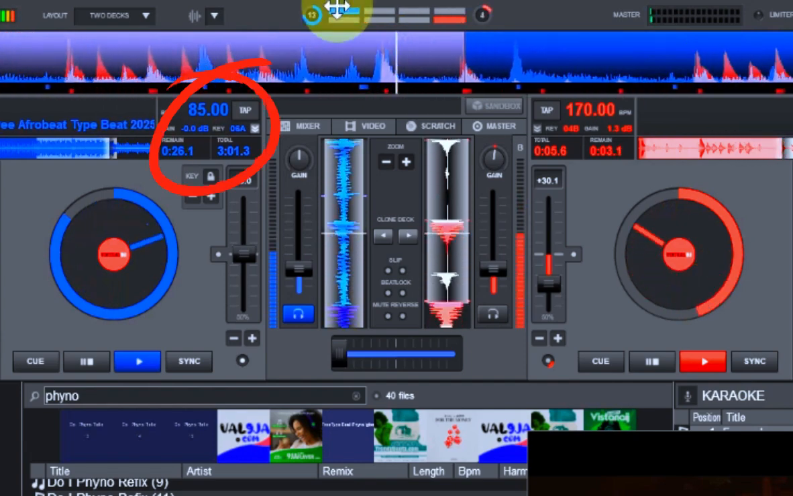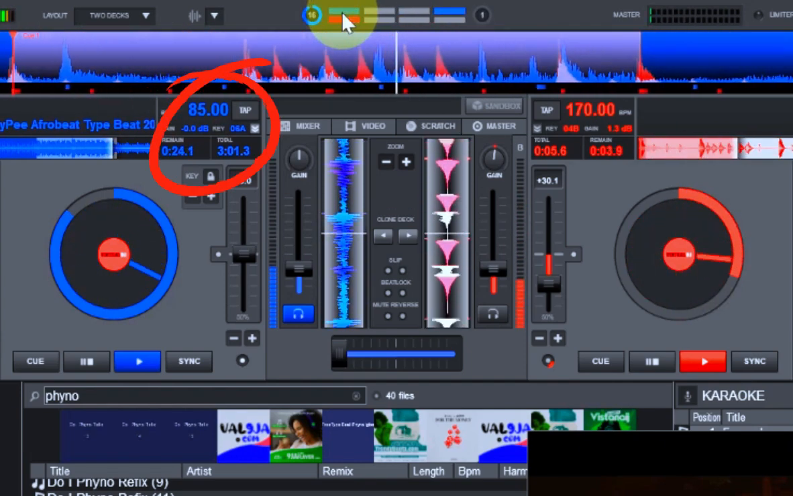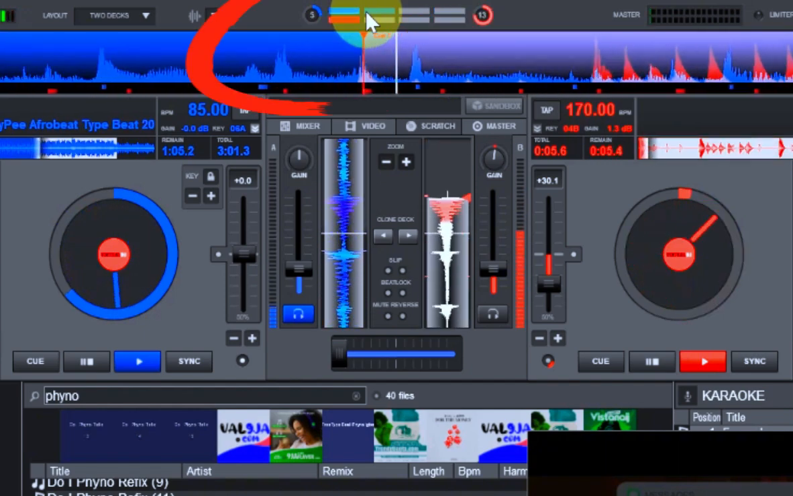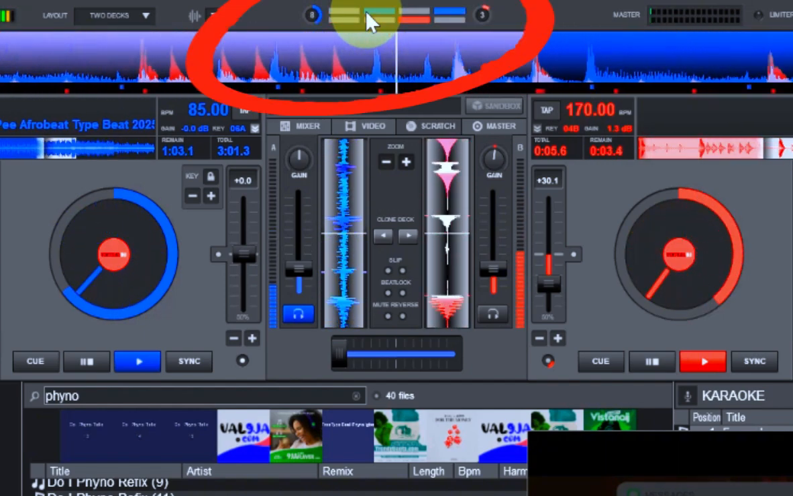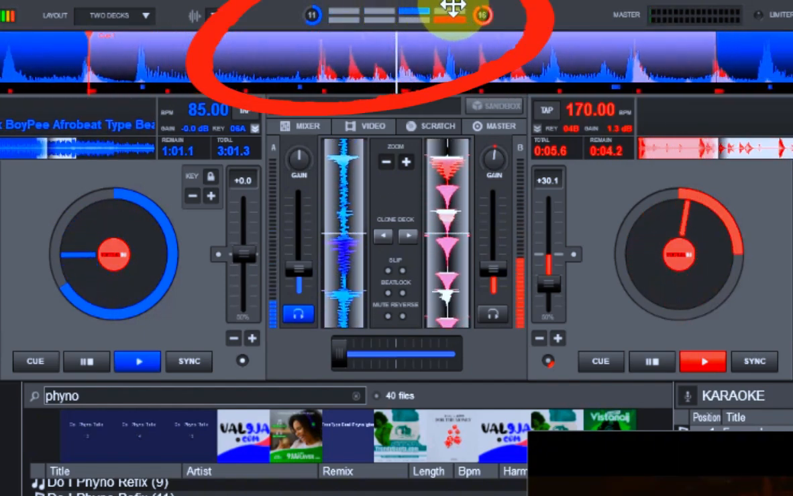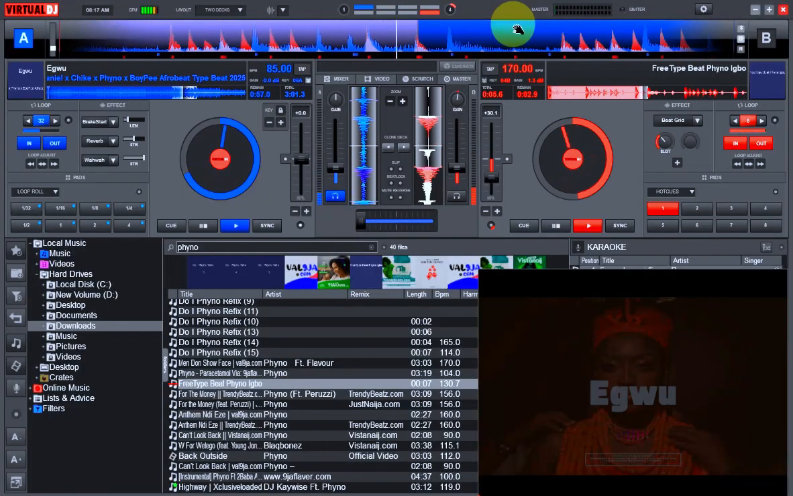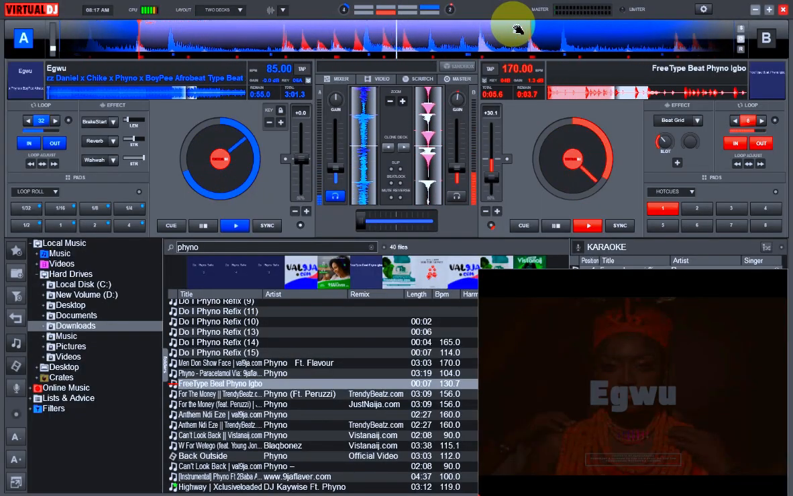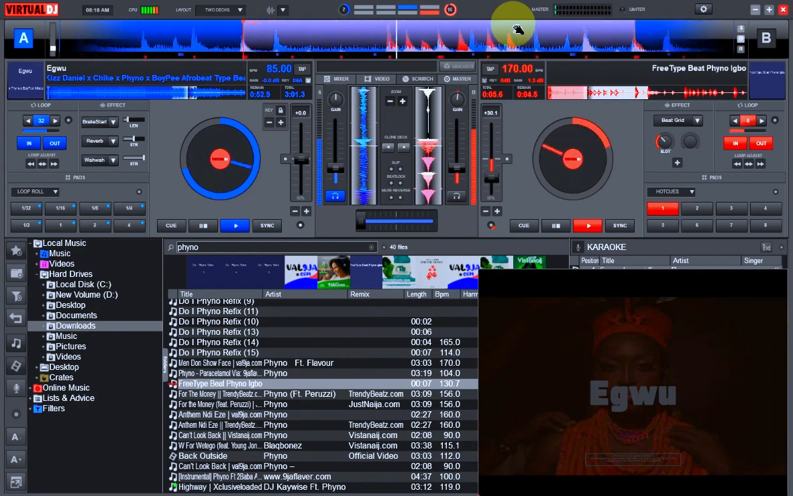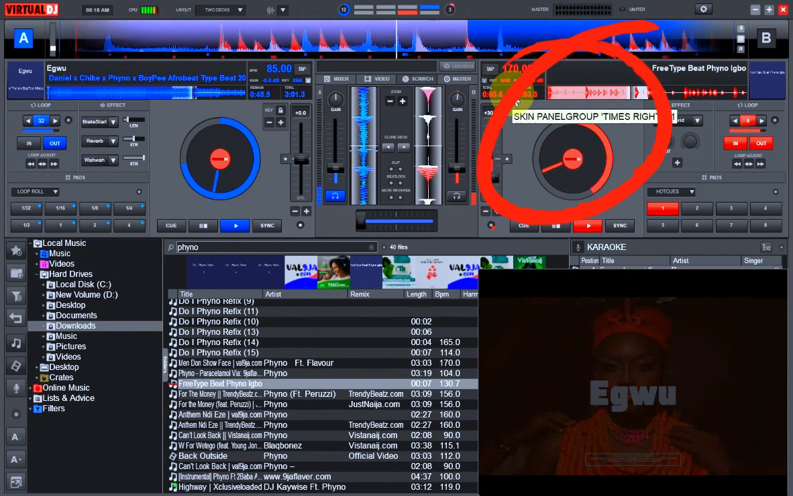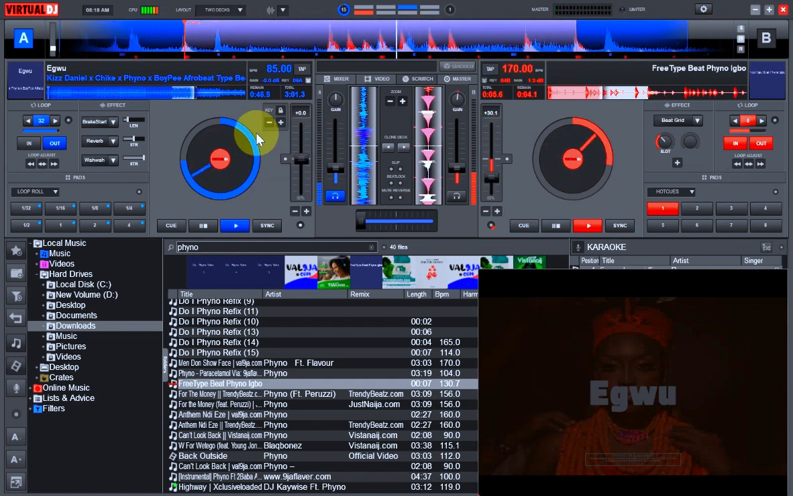This is why you are seeing this blue line. Watch the movement, watch it. 1 2 3 4 1 2 3 4. That is why you see the blue line is moving slowly. Now in the production world where this song is produced, the counting of this beat is done in such a way that 8 of this is 4 of this.